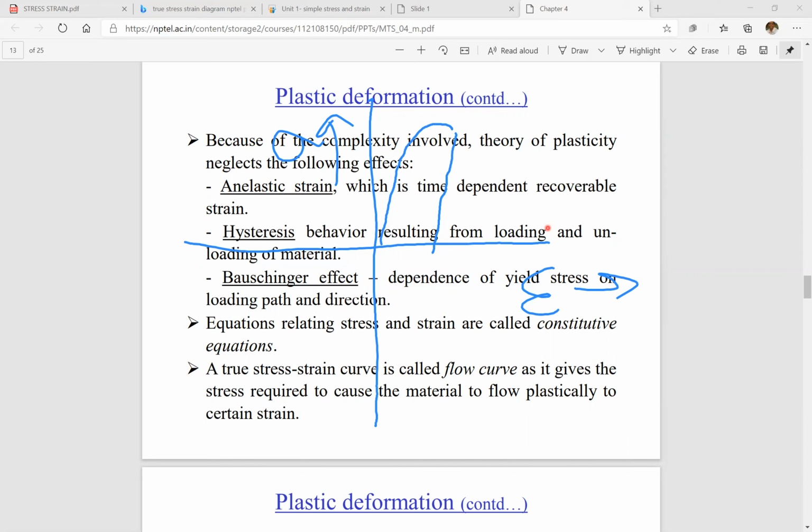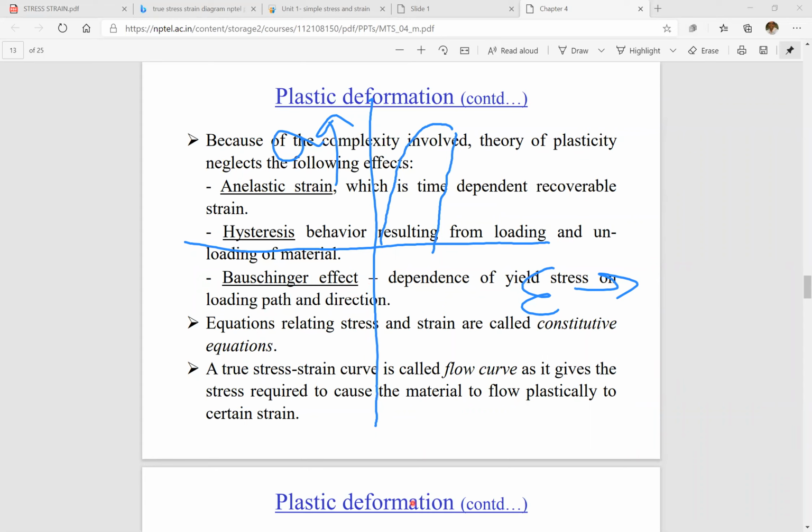Again, if you remove the load from here, the stress strain diagram will change like this. It will not regain its original position. The metal will not recover at this position. It will be recovered somewhere in these positions. So this curve is known as the hysteresis curve. The loading and unloading directionality is called the hysteresis curve, and this is the Bauschinger's effect.